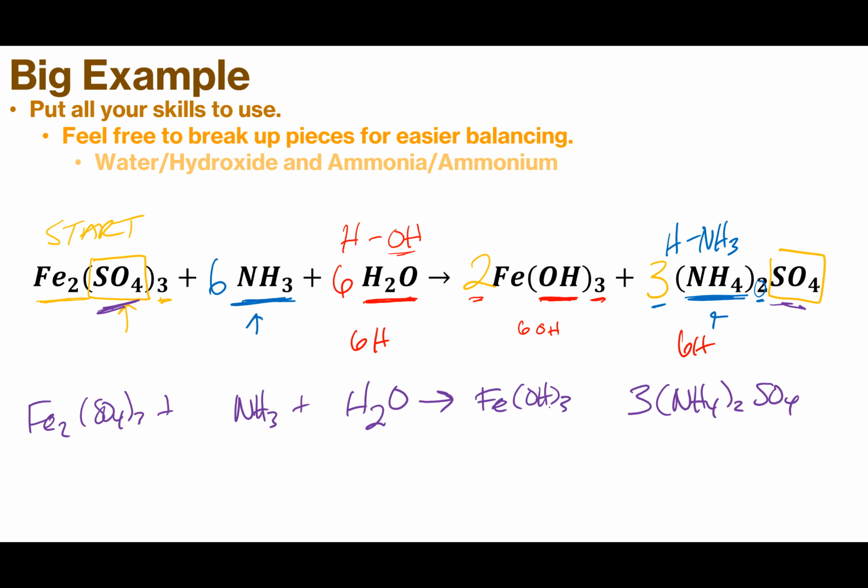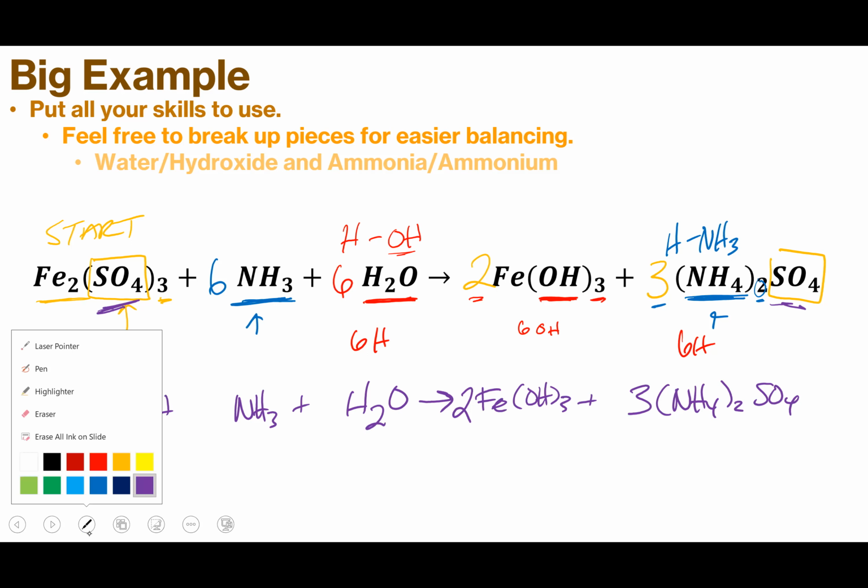Okay. There we go. All right. So we balance the sulfates. That's good. We're going to come back and balance the iron. So we want a 2 here. It's the same way we did in the beginning in the other one. Okay. That's everything we can do that way.